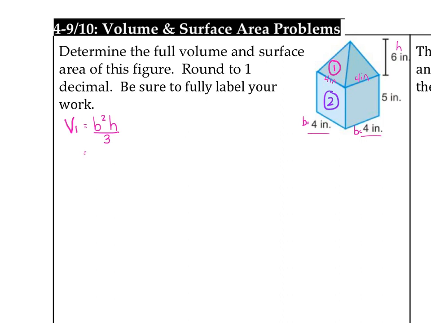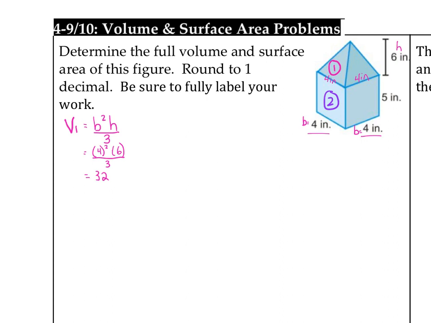So we're going to substitute in 4 for the base. So 4 squared times 6, which is the height, divided by 3. And then using your calculator, 4 squared times 6 divided by 3 is 32.